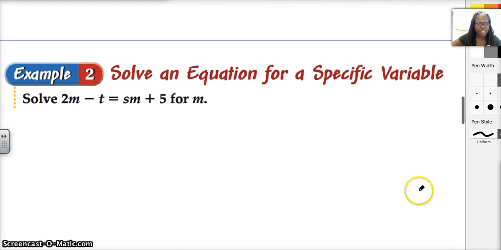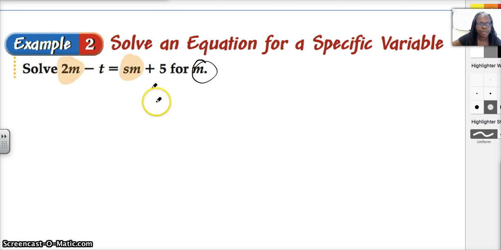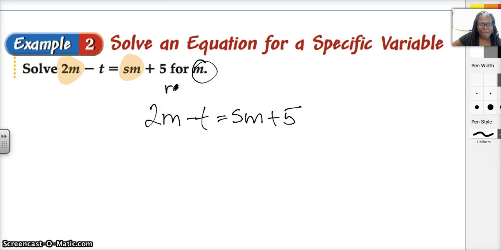All right, so let's take a look at this guy over here. So we're going to solve an equation for a specific variable. Again, we're doing the same thing. We're going to isolate m. Isolating m basically means, oh no, what's the problem here? What do you notice? We've got an m term here and an m term here. So what I need to do is make sure my m terms are on one side of the equation and my other stuff is on the other. So let's get started with that. So I'm going to just put all my m terms on the left side and everything else on the right side.